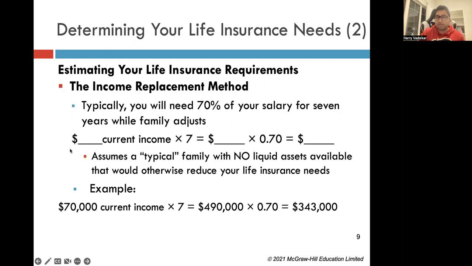How do you estimate? There are different ways. One way we discussed is based on the FIRE principle. The other way is typically you need 70% of your salary for 7 years while the family adjusts. So it's a simple formula. Whatever your current income is, let's say it is 70,000, you multiply that by 7 and take 70% of it. Why 70%? Because probably 30% of your income you consume in taxes and on yourself. So you don't need that. So you multiply it by 70% and you get the insurance need. This is a very crude method and that might not be enough for you.